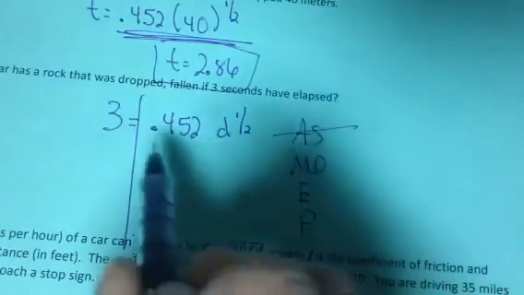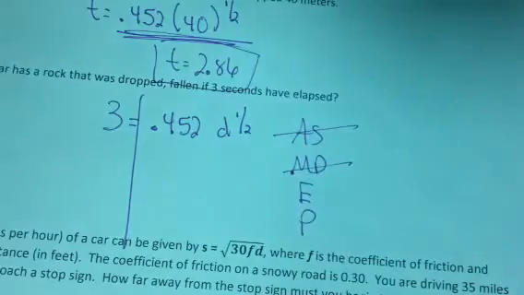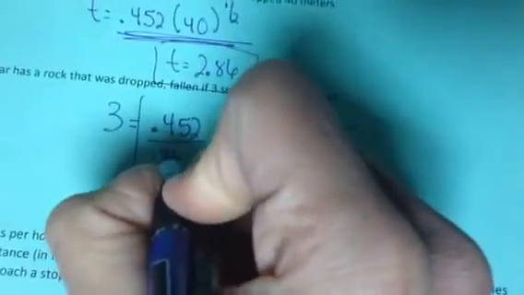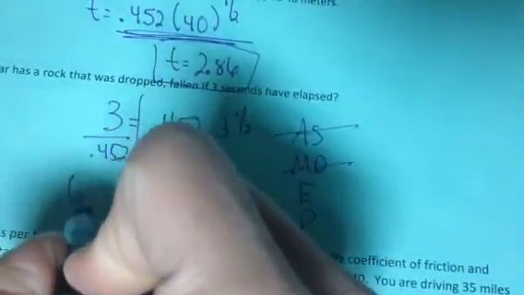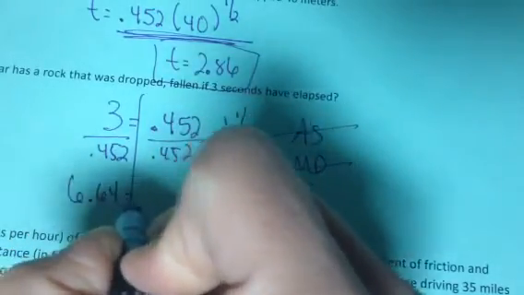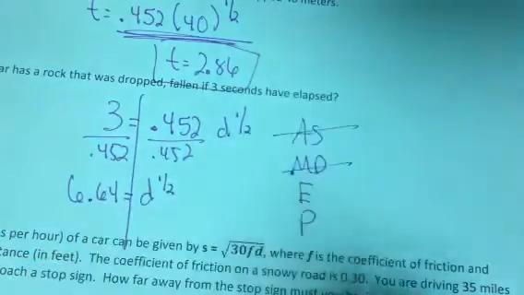First, there's no addition or subtraction, so I'm going to move this. This is multiplying to this, so I'm going to divide. So on my calculator, I'm typing in 3 divided by 0.452. Dividing. So over here, I got about 6.64. Notice it's all in the calculator.